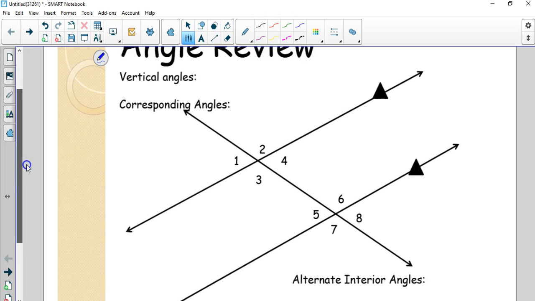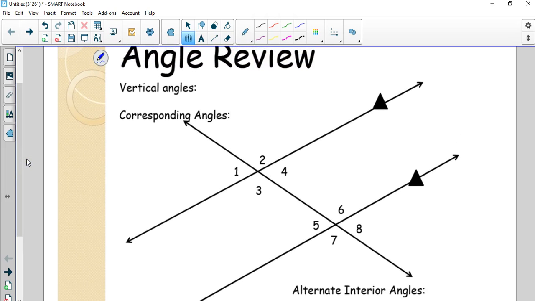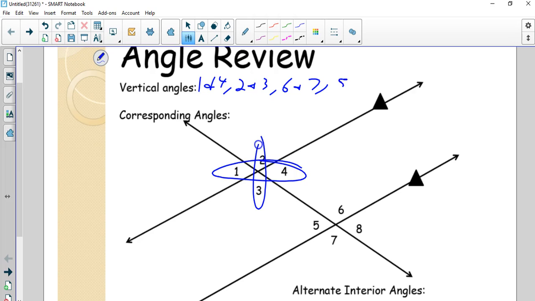So let's look at this and name all the vertical angles. Well, remember, vertical angles do this. So 1 and 4, 2 and 3, 6 and 7, 5 and 8. Those are vertical angles.